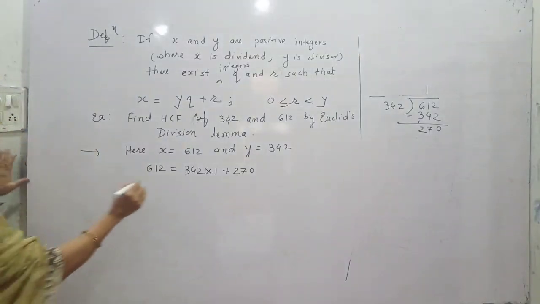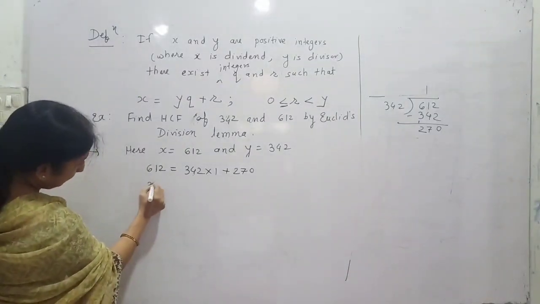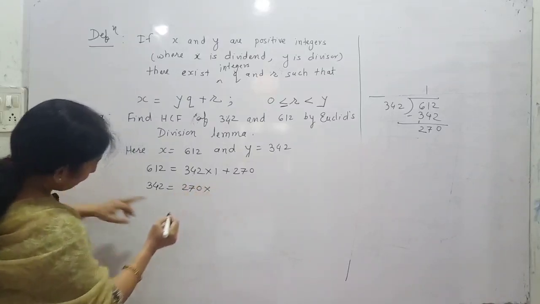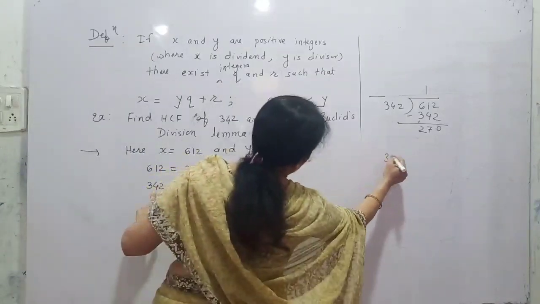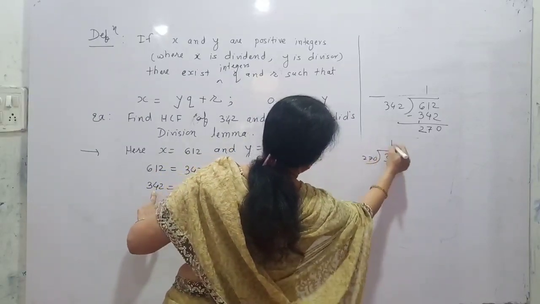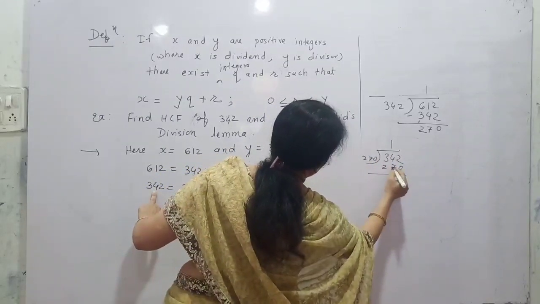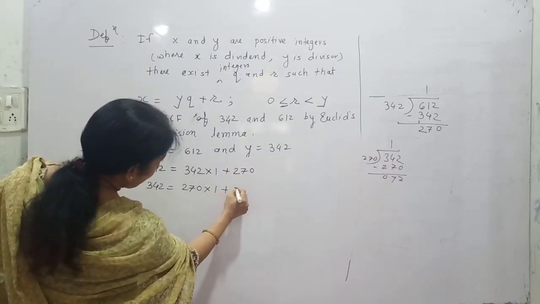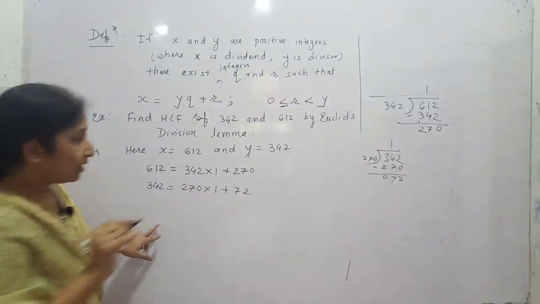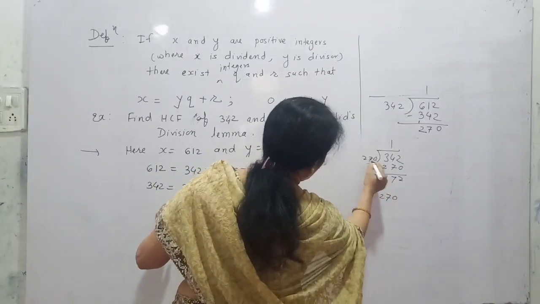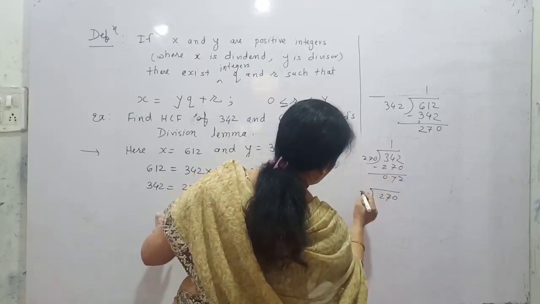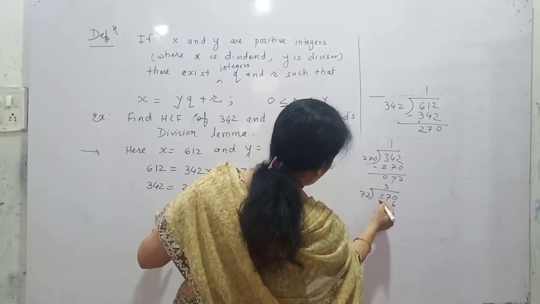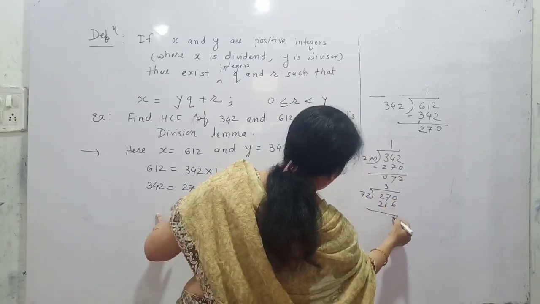In the second step, this divisor will become the dividend and this remainder will become the divisor. 270 divided by 72. 72 3s are 216, and the remainder is 54.